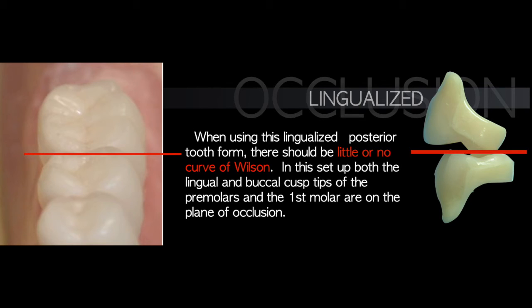In this setup, both the lingual and the buccal cusp tips of the premolar and the first molar are on the plane of occlusion, meaning the buccal cusp and lingual cusp of the mandibular molar will be in the same occlusal plane. So we didn't provide any curve of Wilson on the lingualized occlusion.